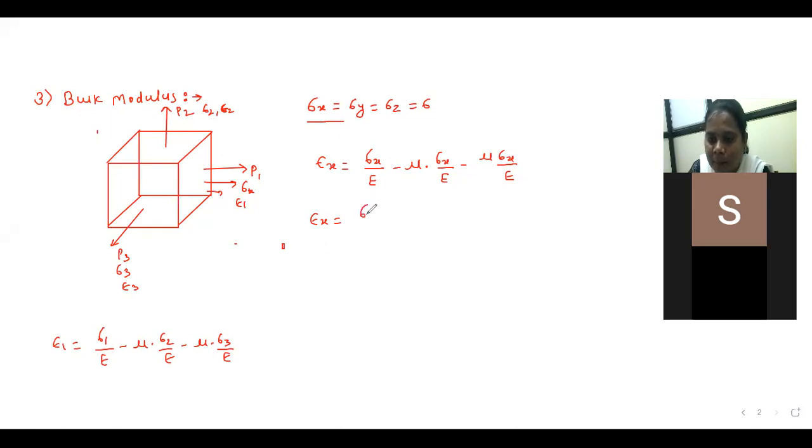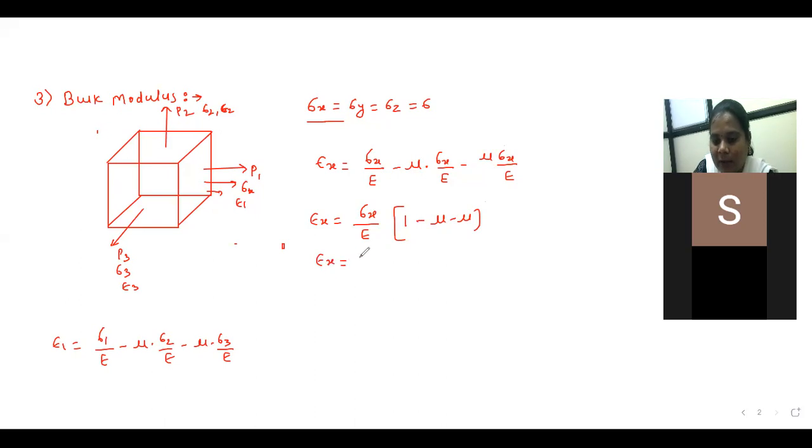Sigma x upon E, we will take sigma x upon E common because it is in all three parameters. In this one equation, three conditions are there, and sigma x upon E is common. So in the bracket, what is remaining? 1 minus mu minus mu. This is remaining. Again, we will simplify this.